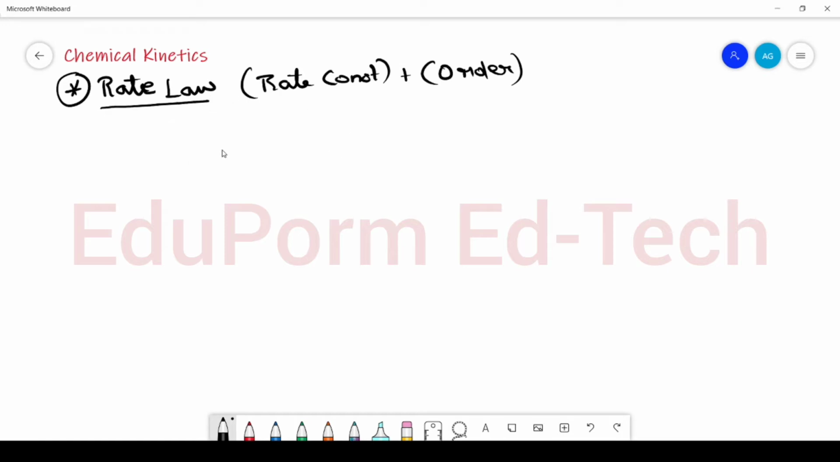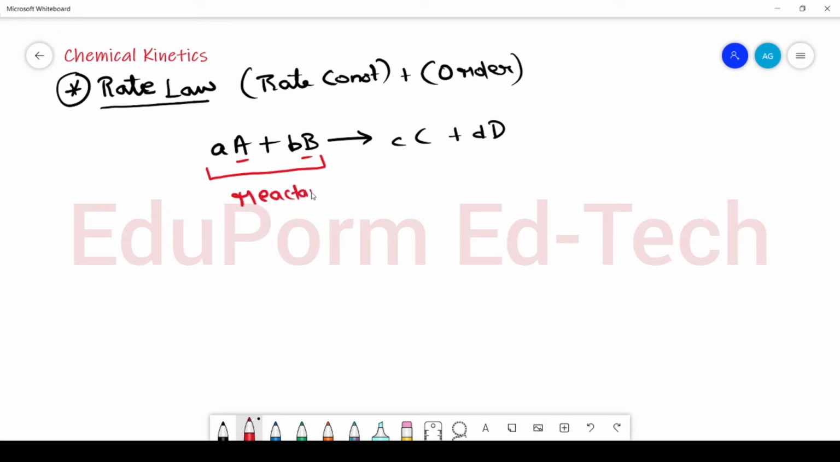So let us assume a reaction in which a moles of A plus b moles of B gives us c moles of C plus d moles of D. As discussed in the previous videos, as A and B are present on the left hand side, they will be called the reactants, and as C and D are on the right hand side, they will be called products.